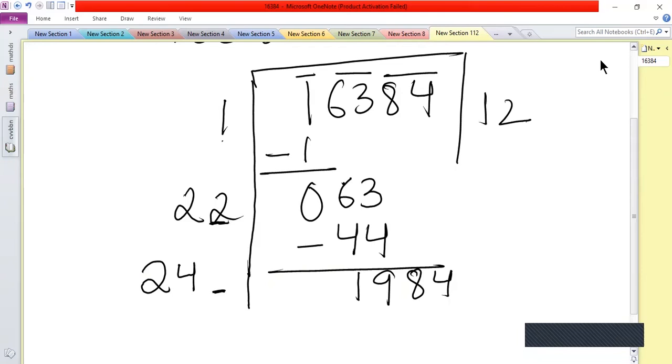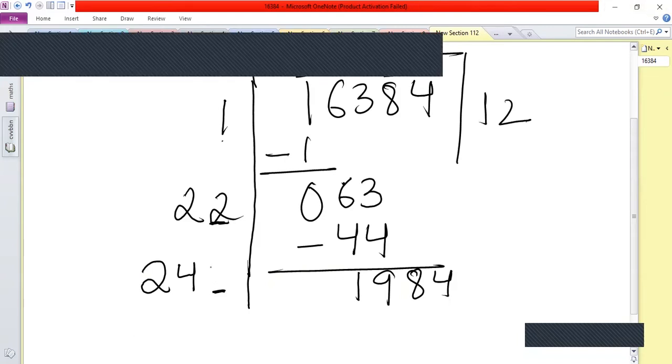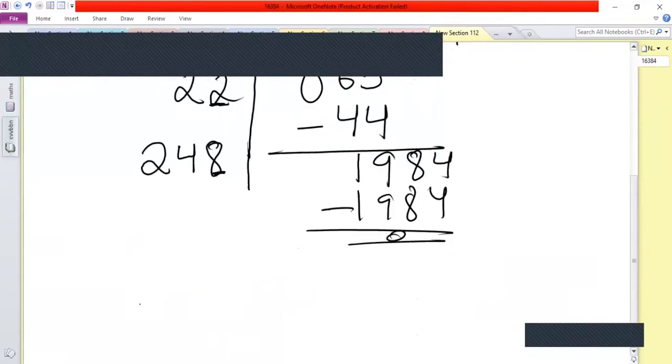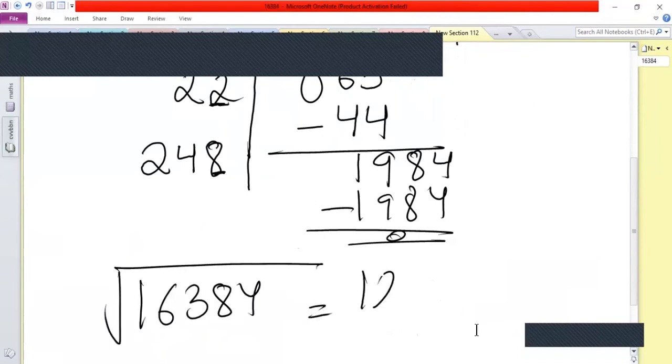Ma'am, it will be 8, ma'am. 2, 4 here. Okay, right. It will be 8 here and 8 here also. And it will come 1984. And when we subtract it, we get the remainder 0. So the answer is the square root of 16384 is 128. Now it's easy to calculate the square root. Yes, ma'am. Okay, let's do one more, a big one.